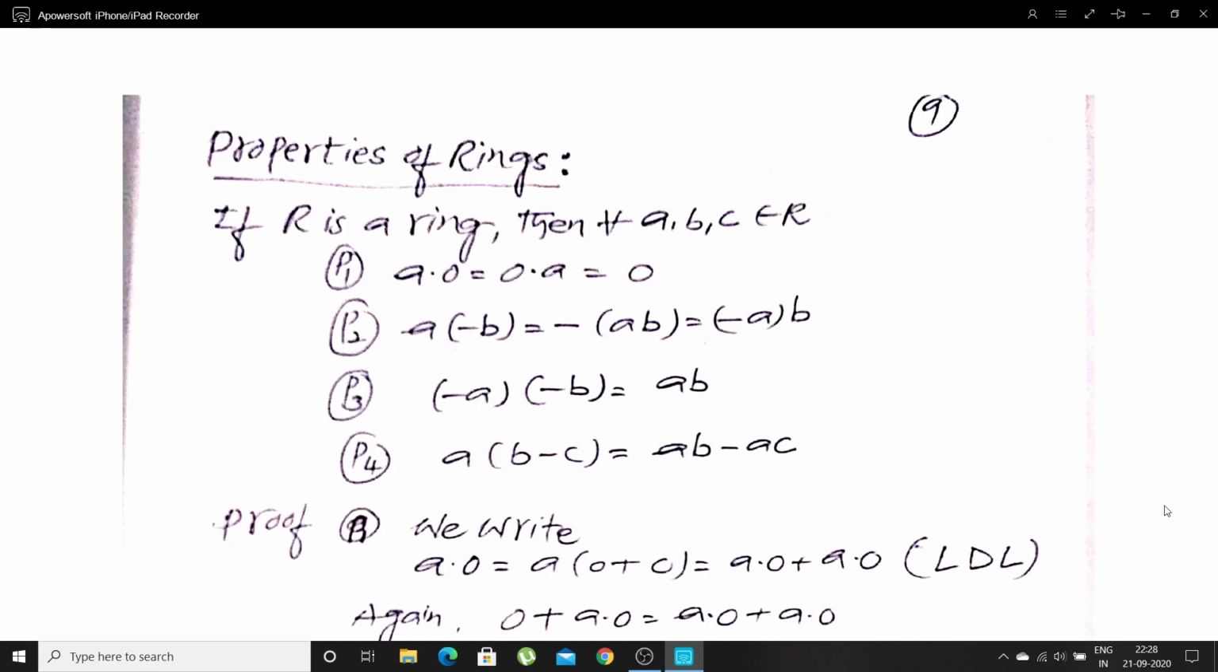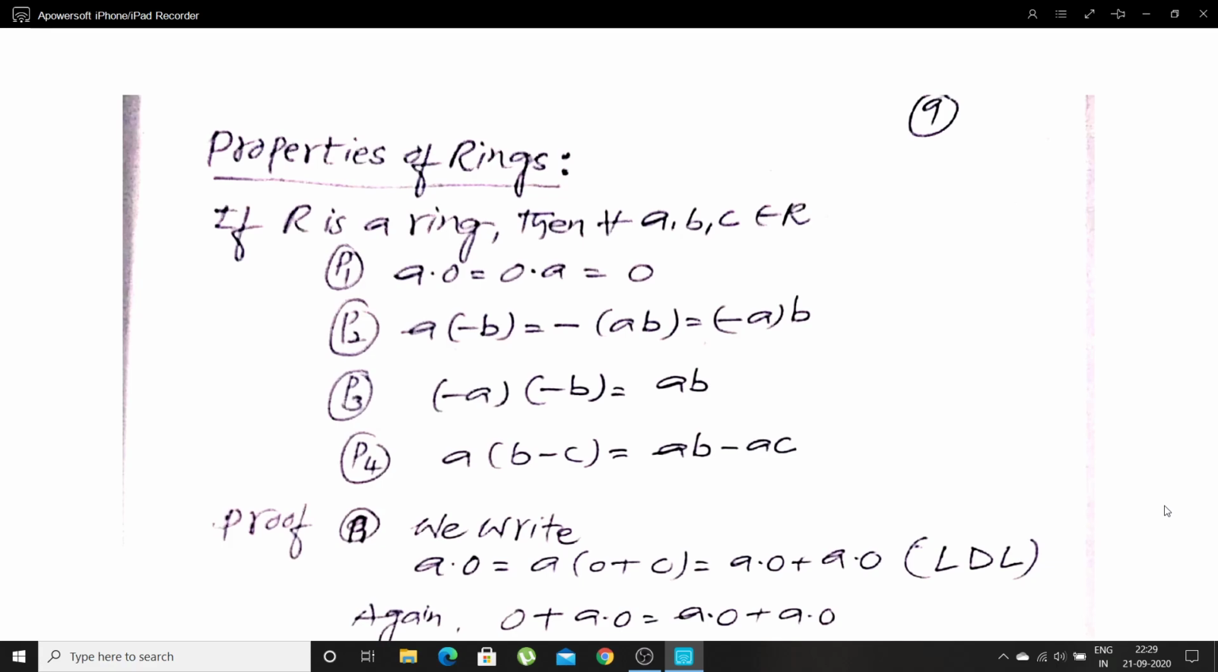To prove the properties of rings, we have to recall the definition of ring. That means the closure law, associative law, existence of identity, inverse, distributive law, okay, then semi-group under multiplication and so on.